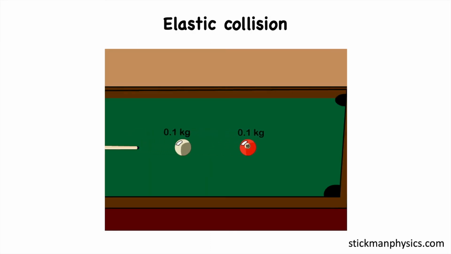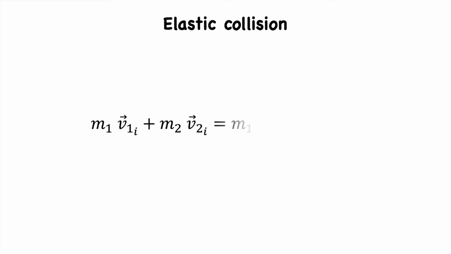There are two main types of collisions. In an elastic collision, the shapes of the colliding objects remain unchanged and do not stick together afterwards. Both linear momentum and energy are conserved. A common example is that of two pool balls colliding on a pool table. In this case, we can write the conservation of linear momentum in terms of the masses and velocities of the objects in this way.